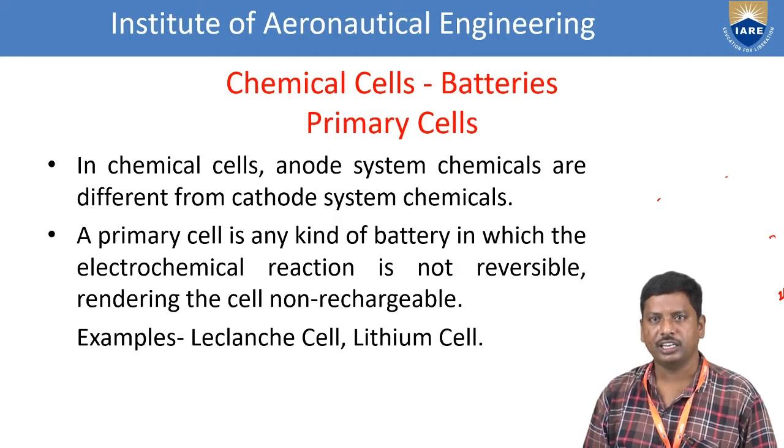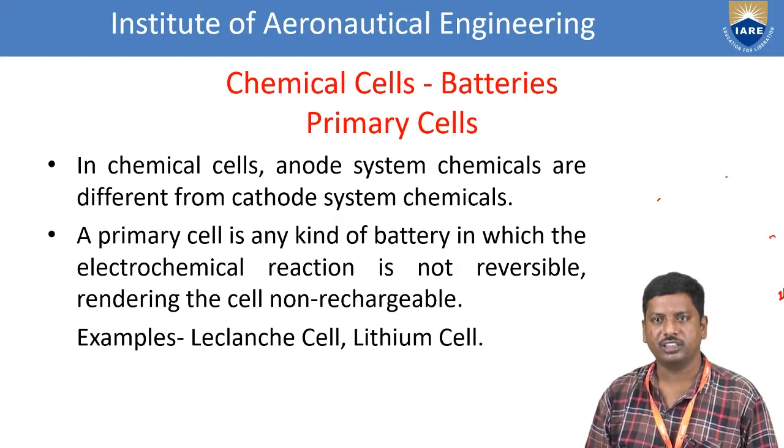In electrochemical cells, the anode system chemicals are different from the cathode system chemicals. That means anode is different from cathode. Why? Because the reaction that occurs at the anode is oxidation, whereas the reaction that occurs at the cathode is reduction. But finally the net cell reaction is a redox reaction, meaning both oxidation and reduction take place simultaneously. A primary cell is defined as a kind of battery in which the electrochemical reaction is not reversible, rendering the cell non-rechargeable. That means these are disposable batteries.